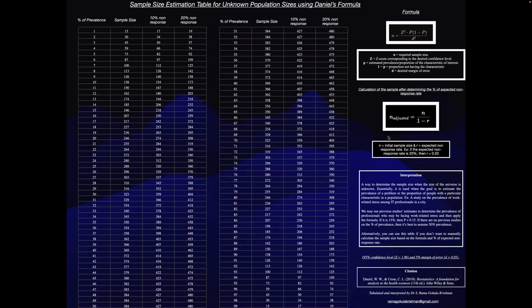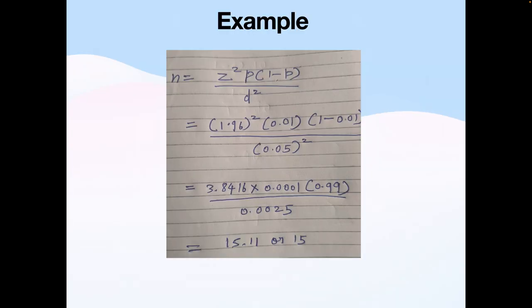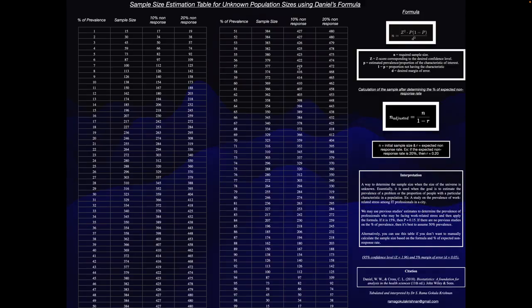Now I have already done an example over here. Here I am assuming that the prevalence is around 1%. That's why it's 0.01 over here, you can see. Based on that, I apply the formula and I've calculated the ideal sample size for my study to be 15. Okay. Let me go back to the table and the formula here.